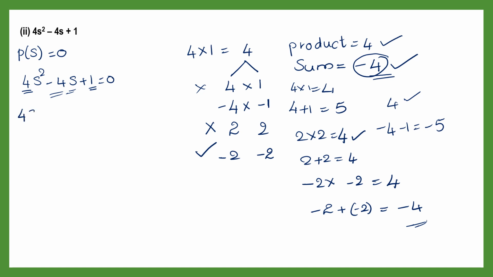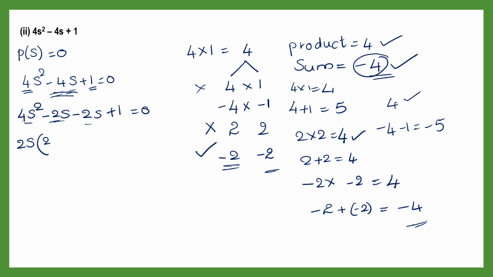So this should be written as 4s square minus 2s minus 2s plus 1 is equal to 0. This middle term should be split as minus 2s and minus 2s. In 4s square and 2s, s is common and you can take 2 also common. So take 2s as common, you will get here 4 as 2 into 2.